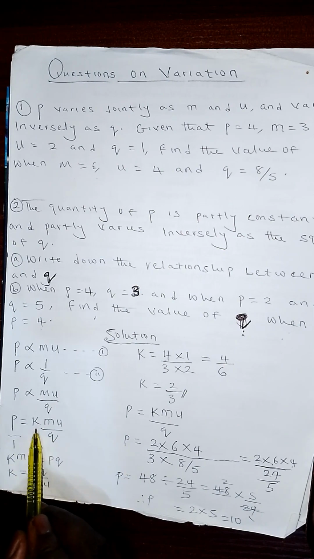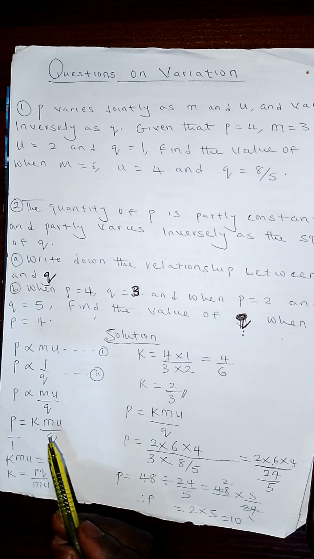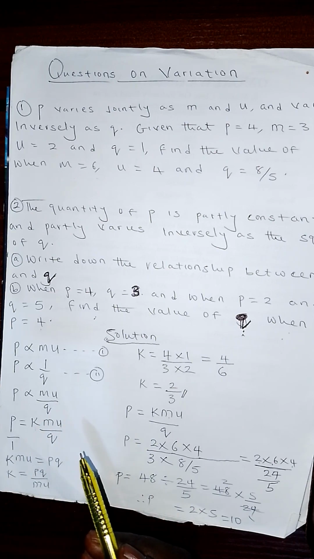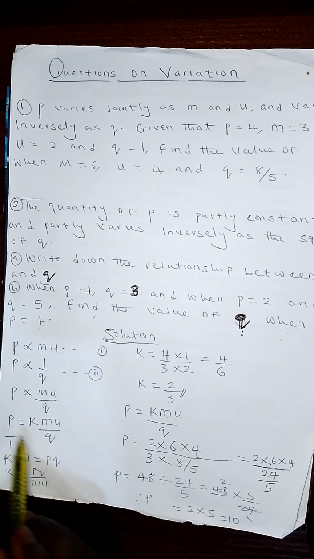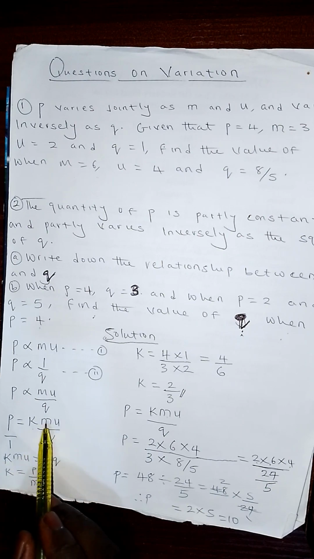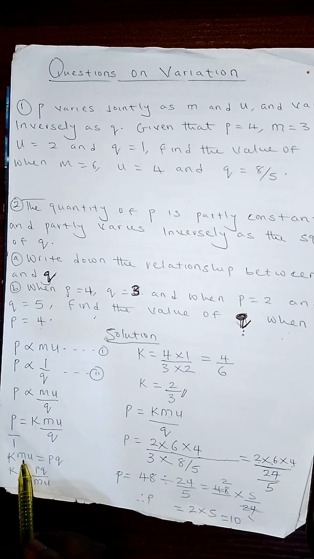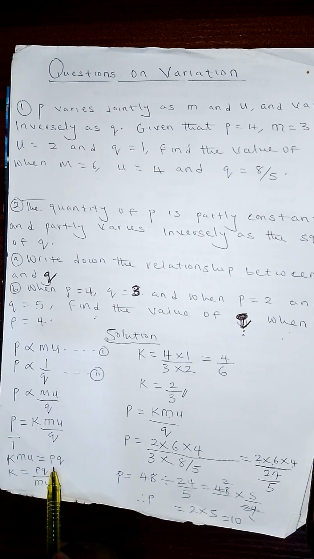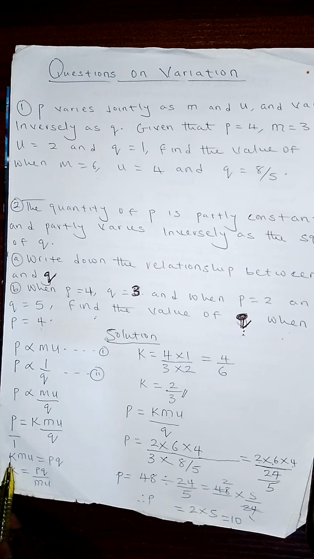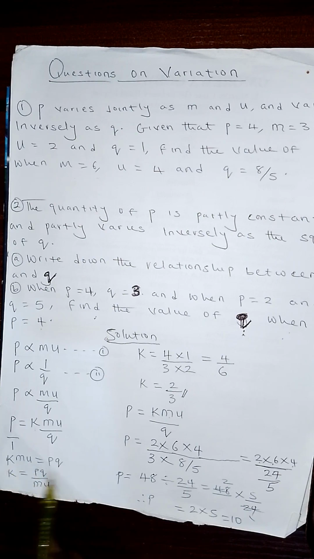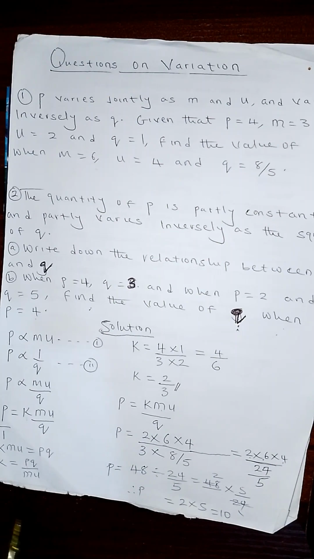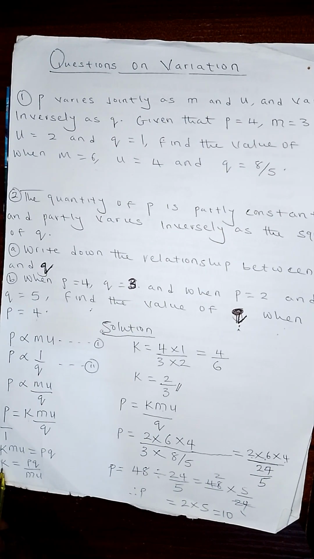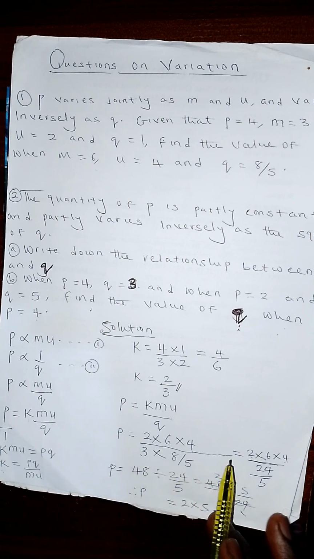And then I want to make K the subject of the formula. Making K the subject of the formula is not a big deal. I taught about change of subject of formula on my YouTube channel. So you can cross multiply here. If you cross multiply, you're going to have KMU, and that's what we have here. This times this, that's what we have here. Then making K the subject of the formula means you are dividing both sides by MU, and by the time you cancel, you have K equals PQ over MU. That's the relationship between the constant K and the other variables that are given.